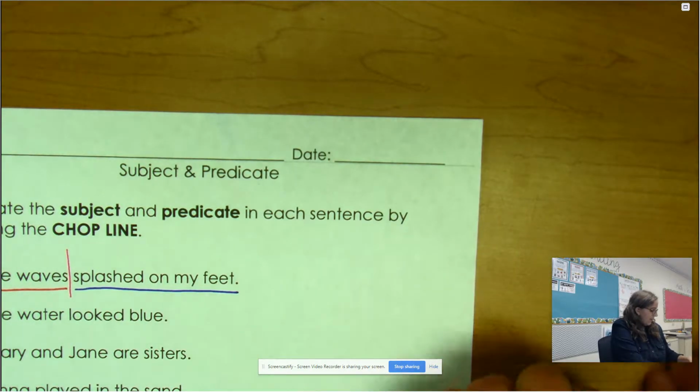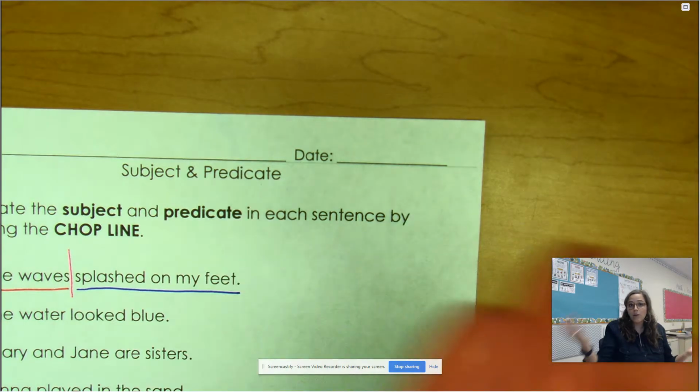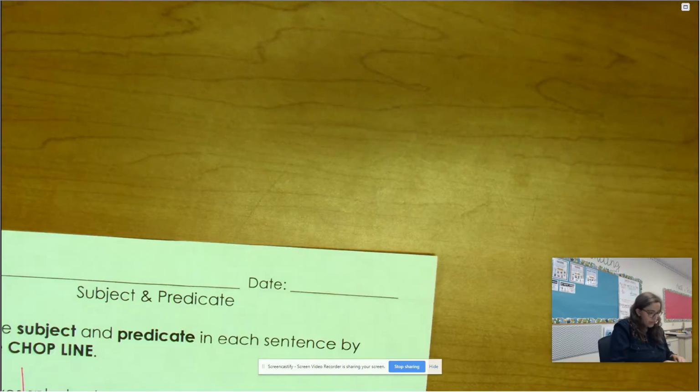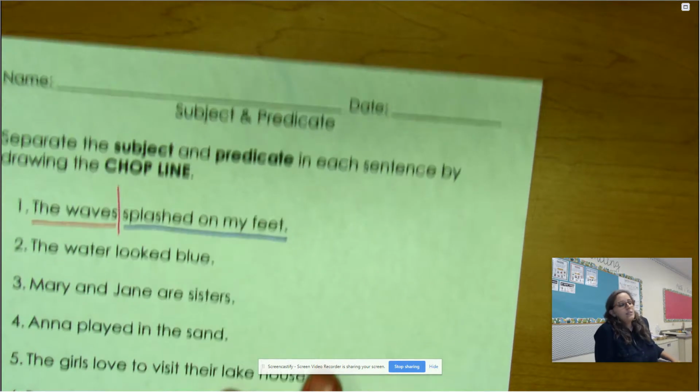So we have the waves splashed on my feet. The waves is what the sentence was about. Splashed on my feet is what the waves did. That's what was happening in the sentence. Okay, so now we have our second one. The water looked blue. I want you to close your eyes and think about the water looked blue. Now open your eyes and think, what was that sentence about? What was the subject of that sentence?